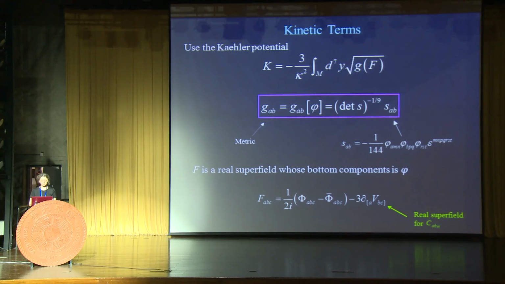So we have to write something that is gauge invariant. So we actually have to add a contribution that involves a real superfield that contains the vector coming from the 3-form. Well, now what we have to do is turn the crank and extract the theta to the 4 term.